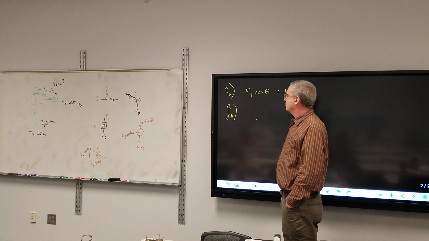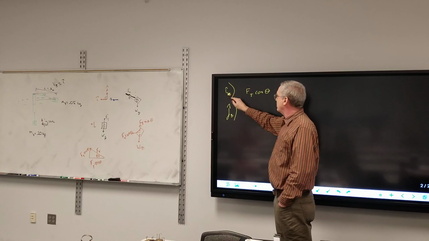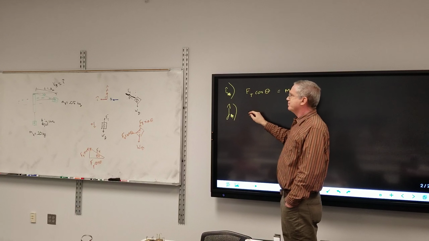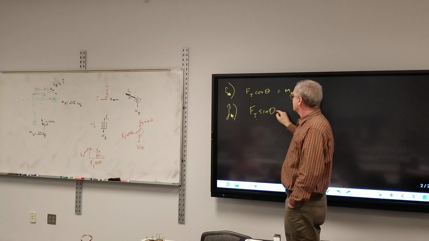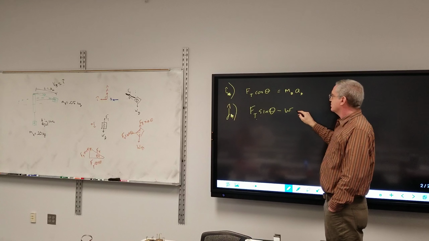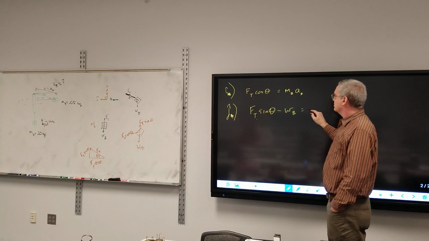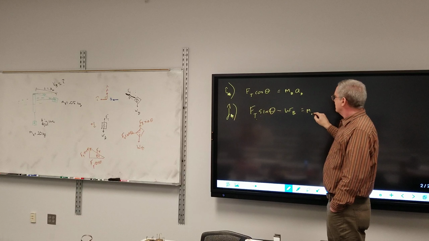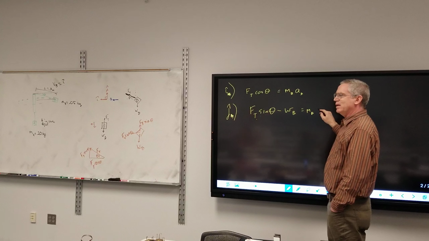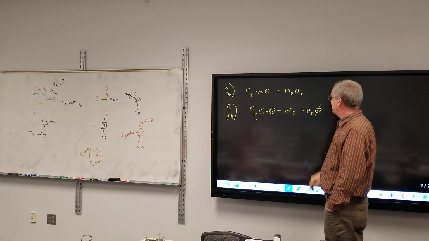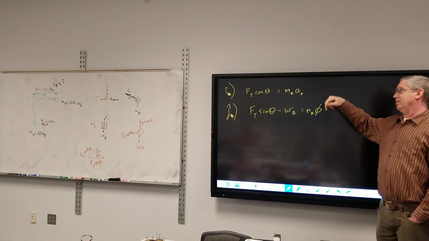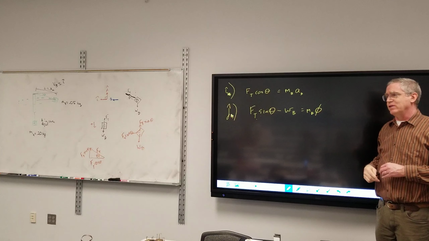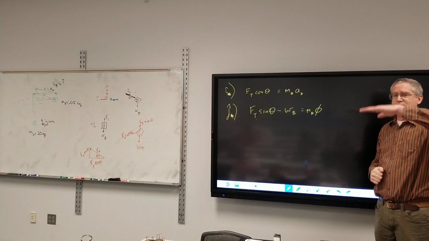Oh, I guess I just have an i hat and j hat, so I don't need those others there. F_T sine theta minus weight B, equals m_B times 0. There you go. If it were accelerating in the vertical direction, that means the velocity is changing, which means that it'll be moving up and down.